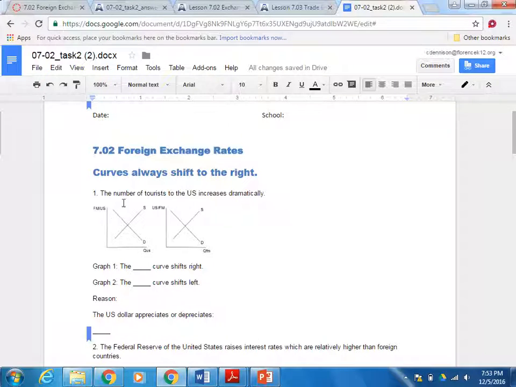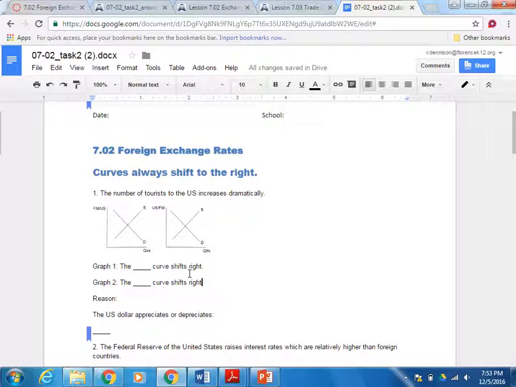Normally what this would have you do on these graphs is actually draw arrows showing which way the curve shifts, and it's always going to shift to the right. But that's hard to do with Google Docs, so that's why I'm giving you blanks to fill in. For every question, you'll fill in graph 1: either the demand or supply curve shifts right, and that should say right. So I'm going to have to go back and fix all these.